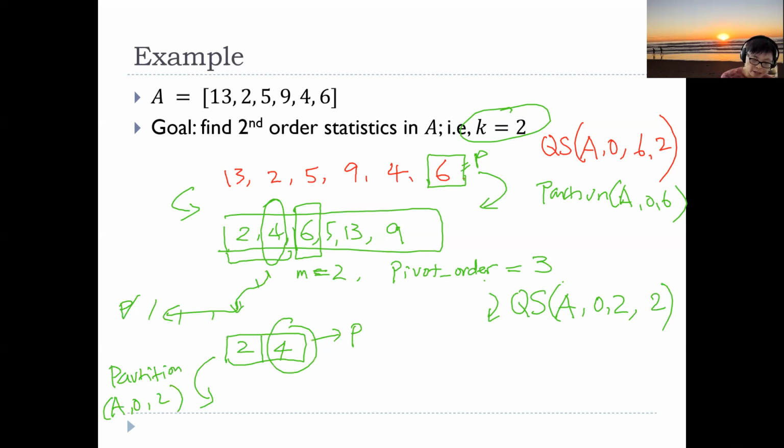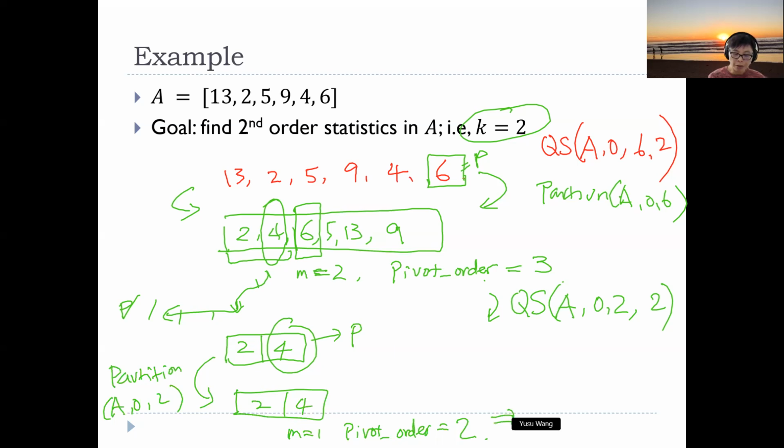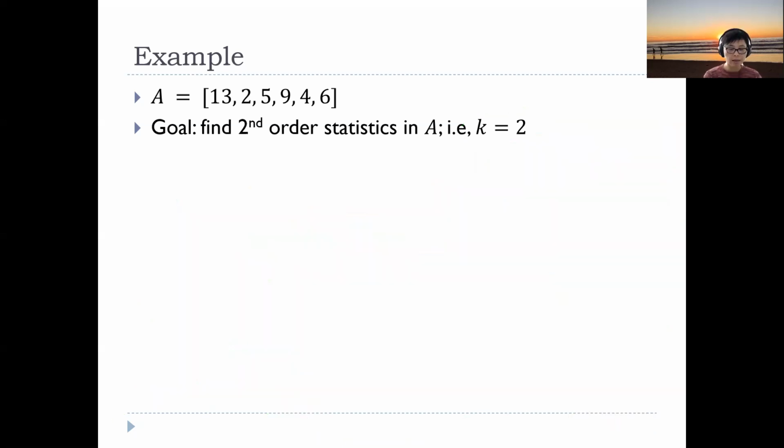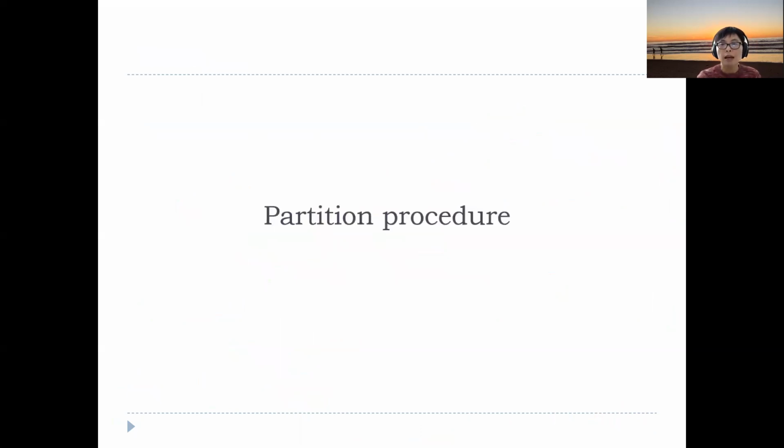After the partition, in this case, nothing changes. The pivot has order 2, and that happens to be the same order as the one we're looking for. So we simply return number 4, which is the value of the pivot. That's it. We found that the rank 2 element, the second order statistic in this array, is the value 4. So that's how the algorithm works. All right. Questions?